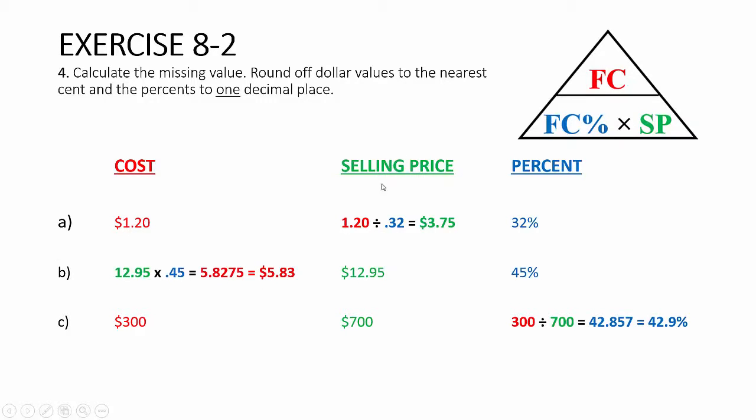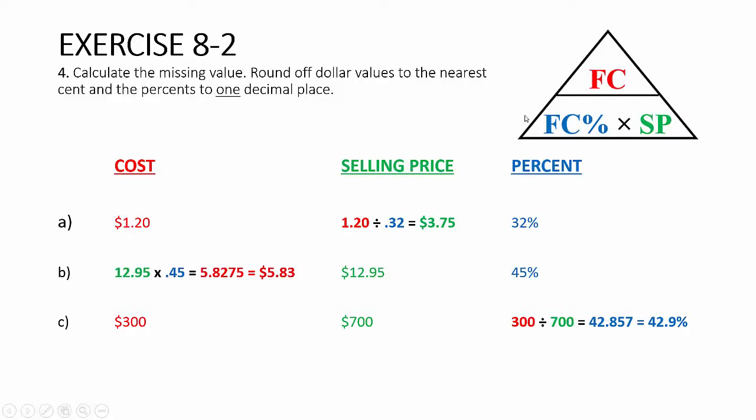In B, we were given the selling price and the percent. They're side by side, so if we multiply them, that will give us the food cost. So the selling price of $12.95 times the food cost percent of 45% shows us that the cost for this is $5.83. Or in other words, it cost us $5.83 in food to cook this menu item that we sold for $12.95. And finally, in C, we're looking for the food cost percent.